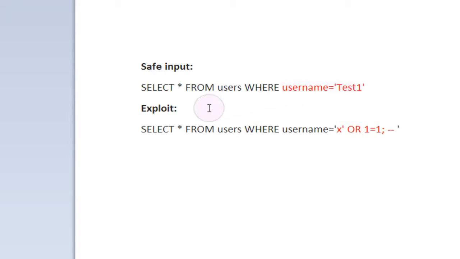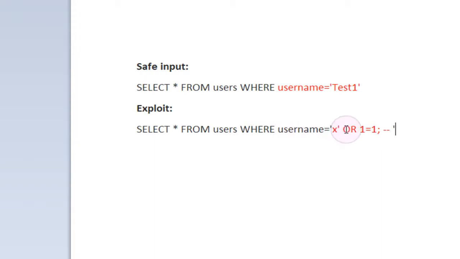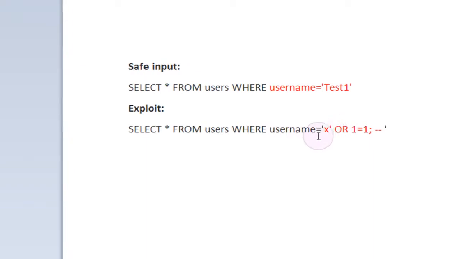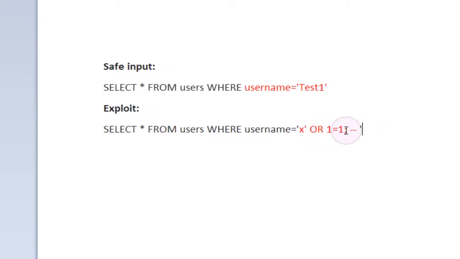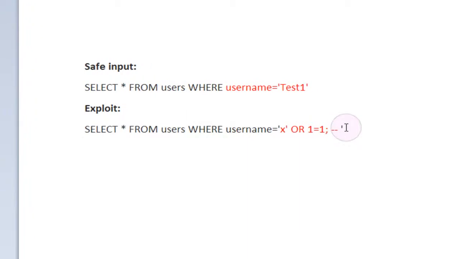However, below that right here we have exploit. And now this is the code that's going to be run when we're exploiting the page using SQL injection. We have select star from users where username equals, and up until this point it's much the same, except right here is where the exploit is run. We have where username equals x followed by a quote, or 1 equals 1 semicolon dash dash. Now this part in red right here is actually being inputted by the user into the form, and this is the basics of SQL injection.